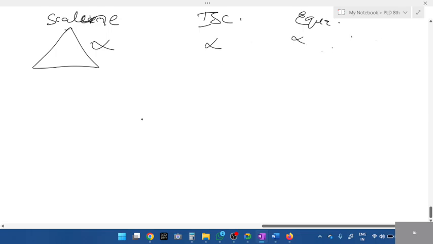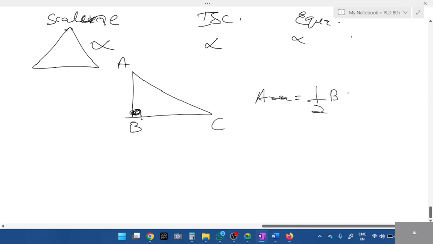We have a question on a right angle triangle. What is a right angle triangle? Any one angle will be 90 degrees. Then what's the area formula for a right angle triangle? Half into base into height.